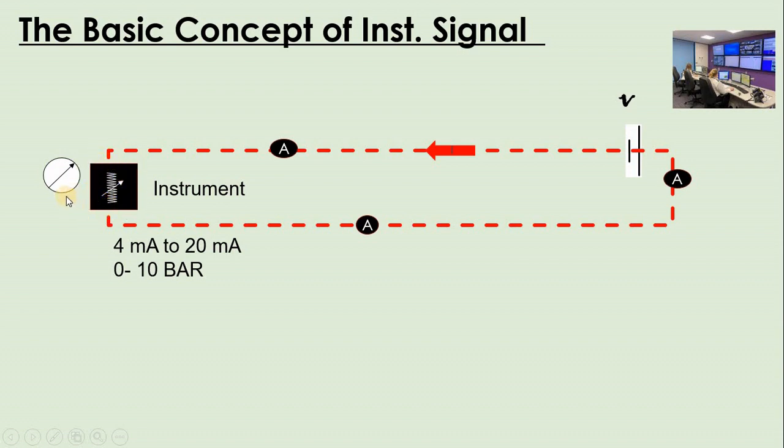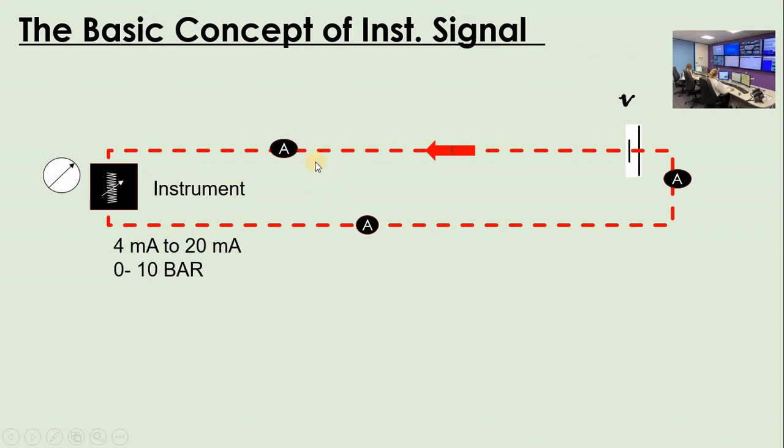The transmitter somehow can read or see the pressure, and then it changes its own internal resistance. So it is acting as a variable resistance between something and something. It controls the flow of current in the wire. Assume that at 0 bar pressure, your transmitter will maintain 4 milliamps, and when the pressure goes to 10 bars, it will control the current and increase it to 20 milliamps. So the first thing is that our transmitter is a variable resistance.